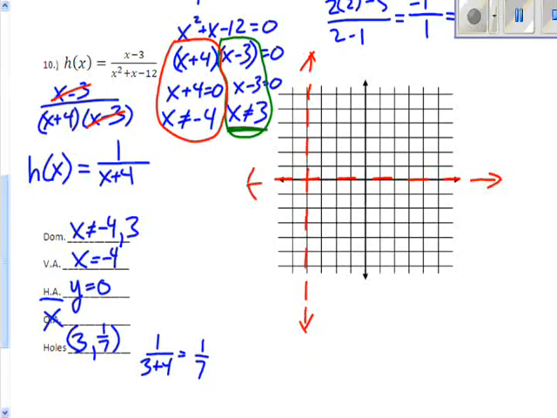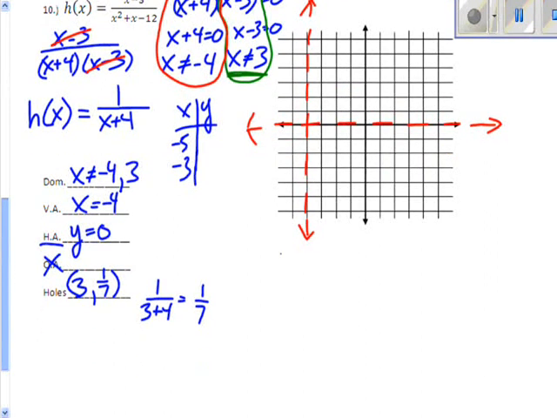I'm going to choose a point. I'm going to do an XY chart, and I'm going to choose a point from each side of that value. So since the vertical asymptote is at negative 4, I'm going to choose negative 5 and maybe negative 3. I'm going to choose a point on each side. And I'm just going to plug them in. Okay? Let me give myself some space down here to plug it in. Yeah, good idea.